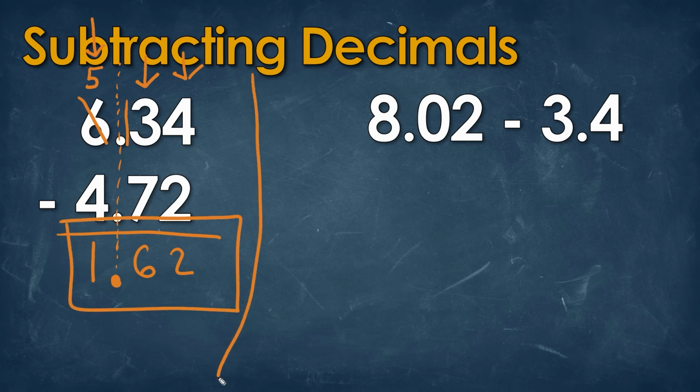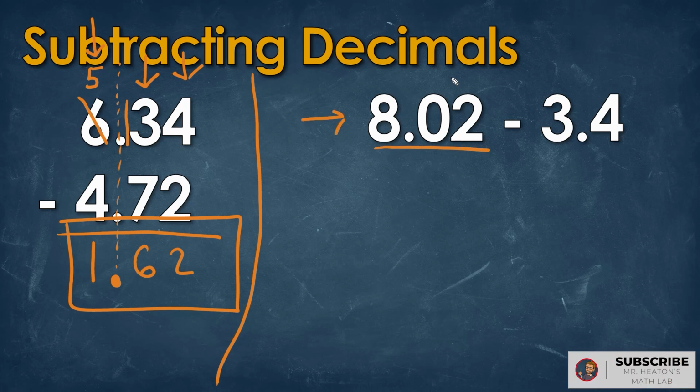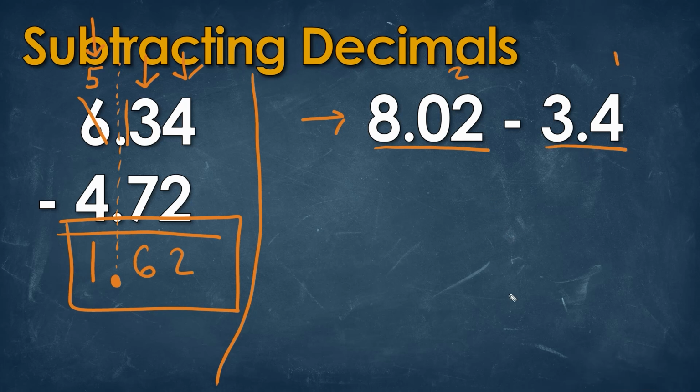Moving on to this next example, so we've written this horizontally, and you'll notice that we have 8.02, which is a 2-digit decimal, minus 3.4, well that's a 1-digit decimal. So we need to line this up vertically, and when we do that, we have to make sure that we line up the decimal points in a vertical line. So that's going to leave us with a 3.4 here, and we'll subtract that.